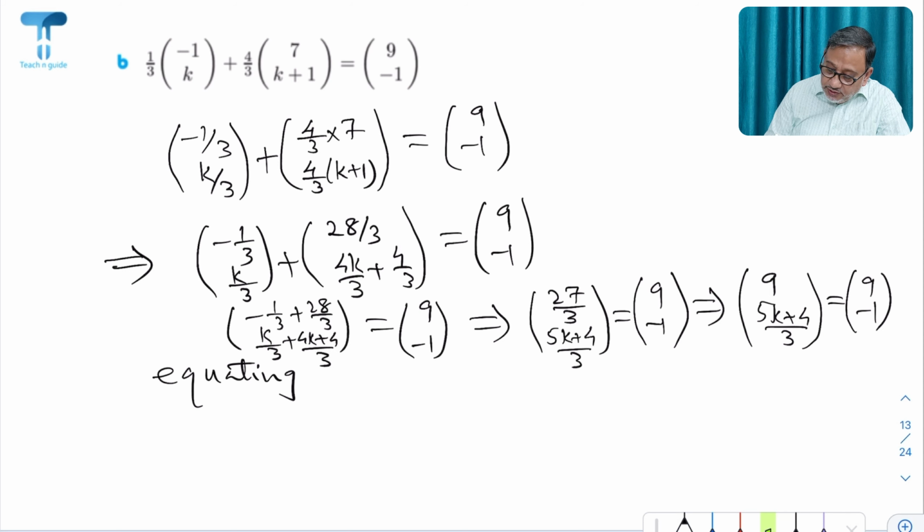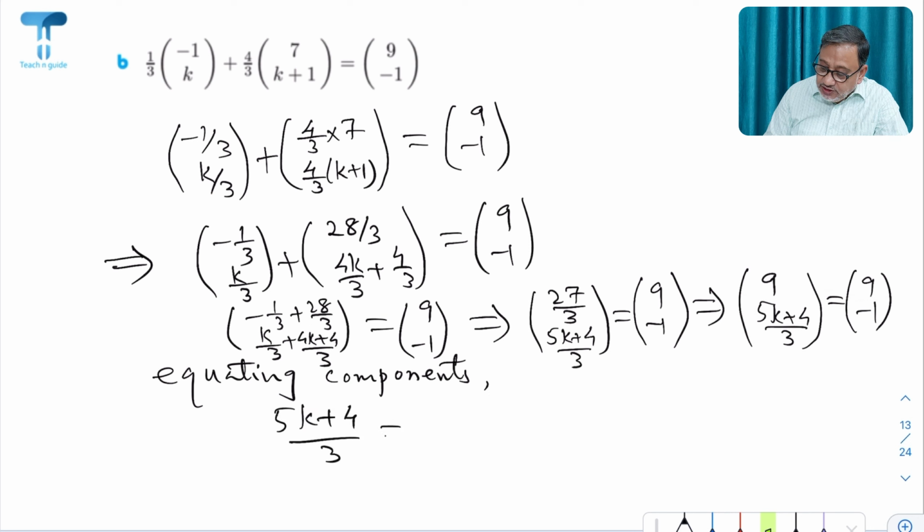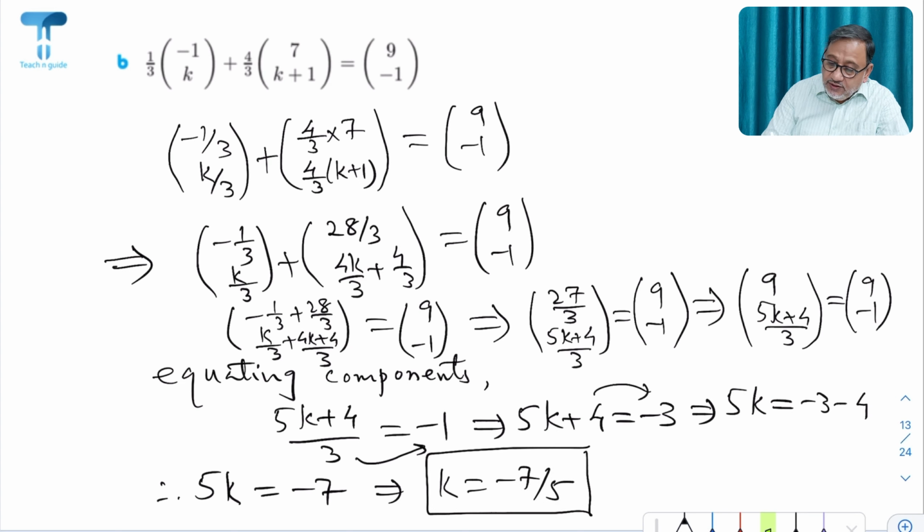Now equating components. Of course the first component will remain the same, only the second component we will equate. So 5k plus 4 over 3 is equal to minus 1, bring 3 here. So this will give me 5k plus 4 is equal to minus 3, then 4 will come here. So 5k is equal to minus 3 minus 4, which is minus 7. So 5k is equal to minus 7. This implies k is equal to minus 7 by 5. Like this I get the value of k here.